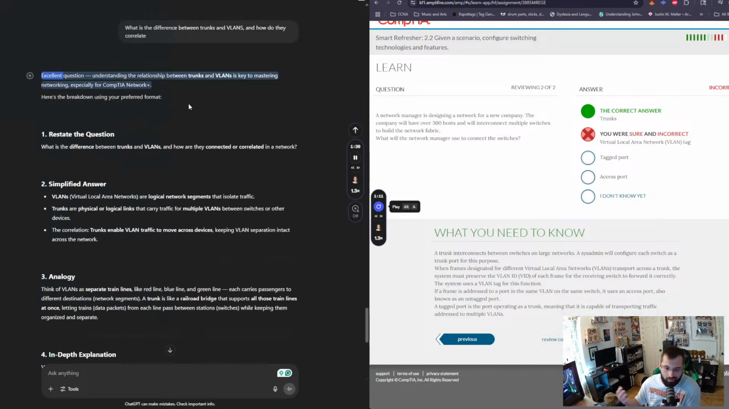Excellent question. Understanding the relationship between trunks and VLANs is key to mastering networking, especially for CompTIA Network Plus. Here's the breakdown using your preferred format.